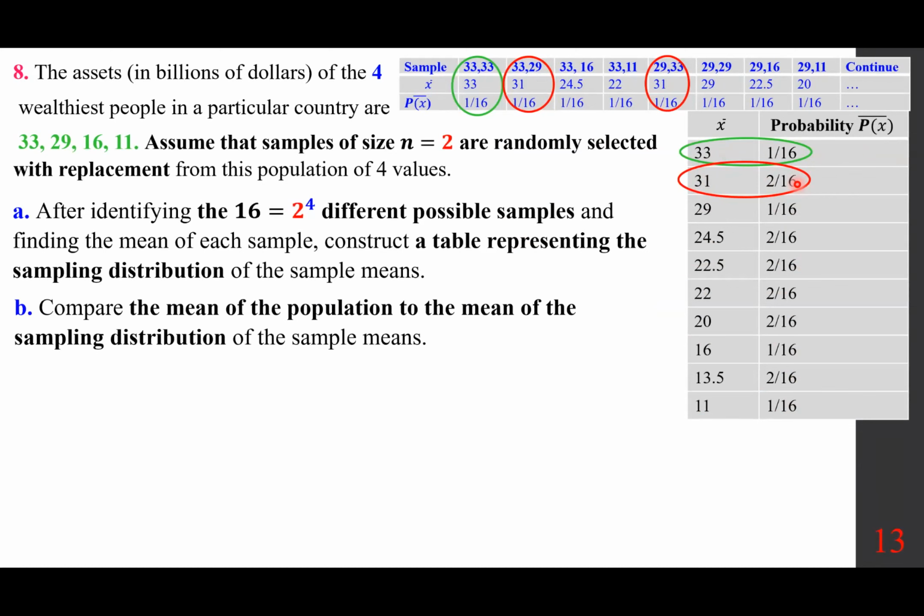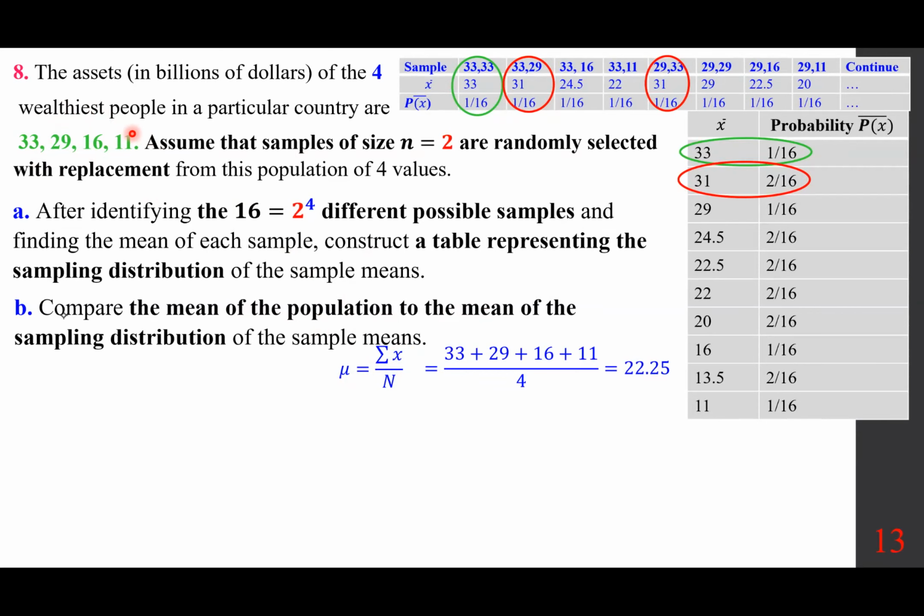Compare the mean of the population to the mean of the sampling distribution of the sample means. Let's see what we are really trying to find out here. The first thing is we want to find the mean of the population. Here's 1, 2, 3, 4 pieces. We want to find the mean for those 4 pieces, add them up, divide by size, which is 4. So mu is summation of x over n. That means add those numbers, and there are 4 pieces, and we end up with 22.25. This is finding the mean of the population.